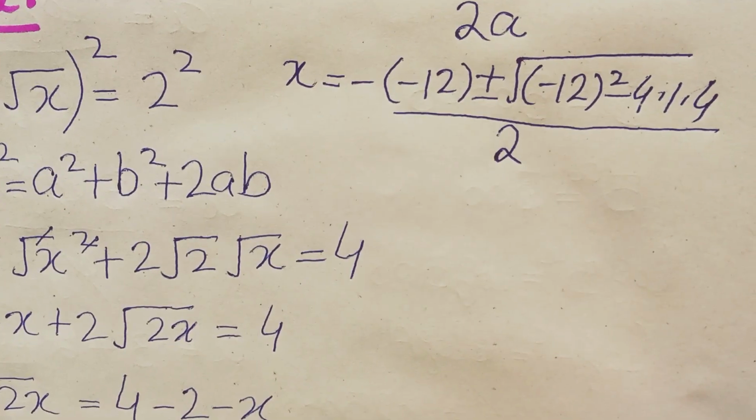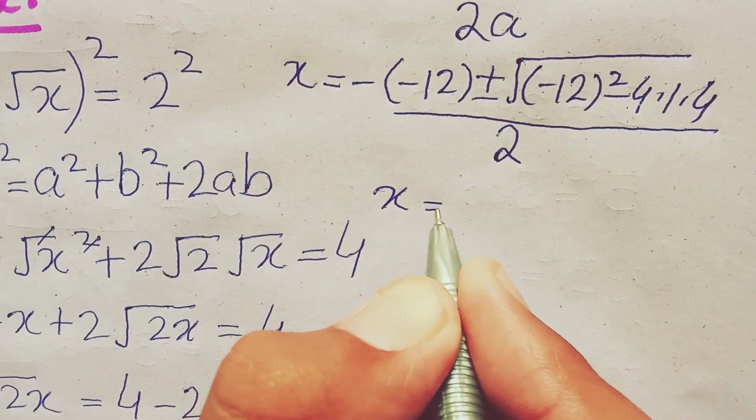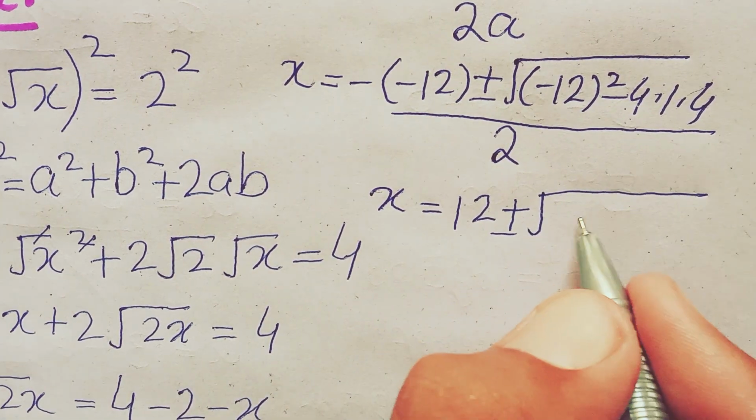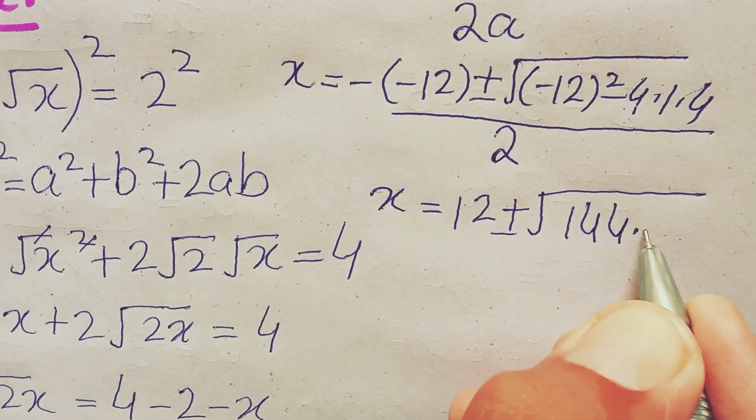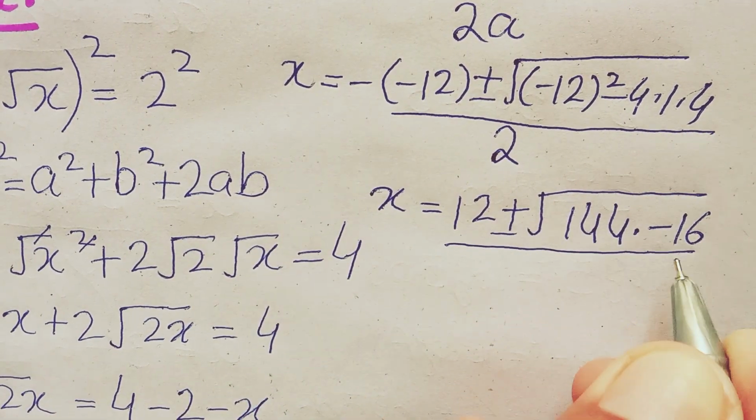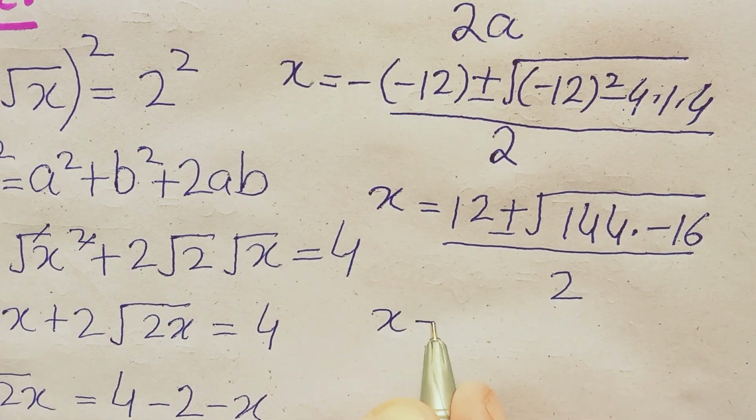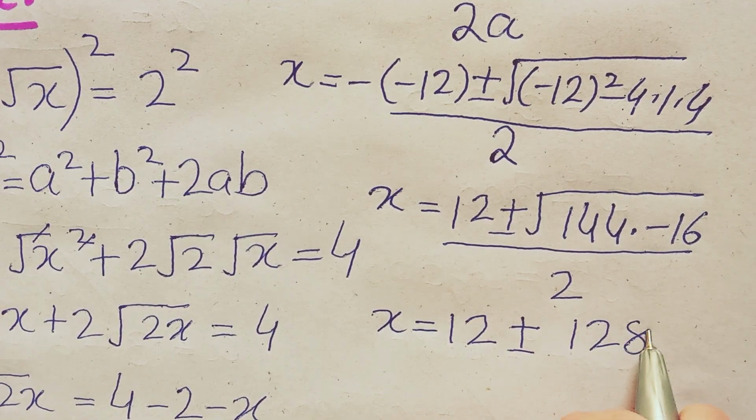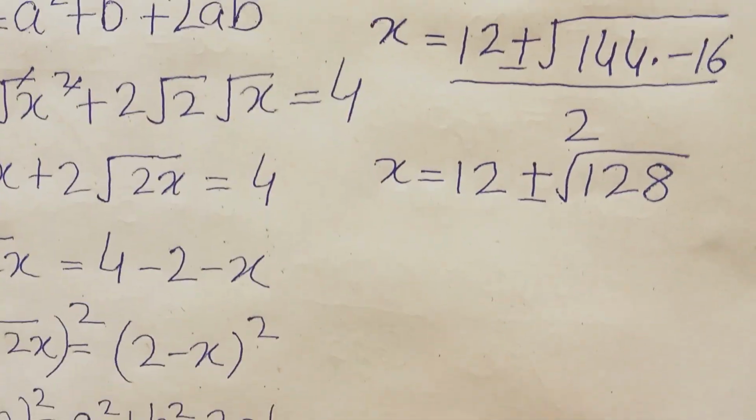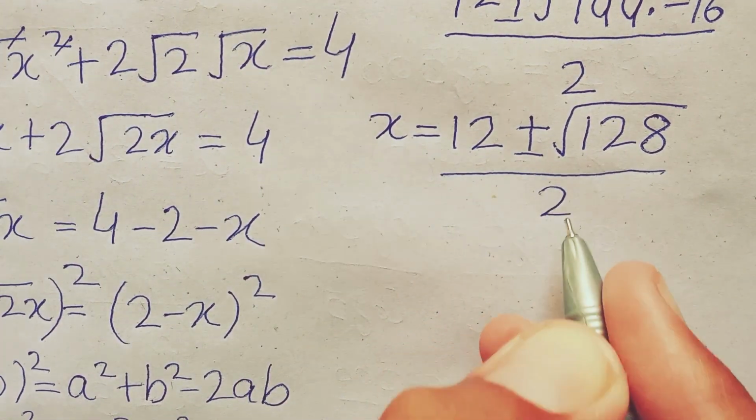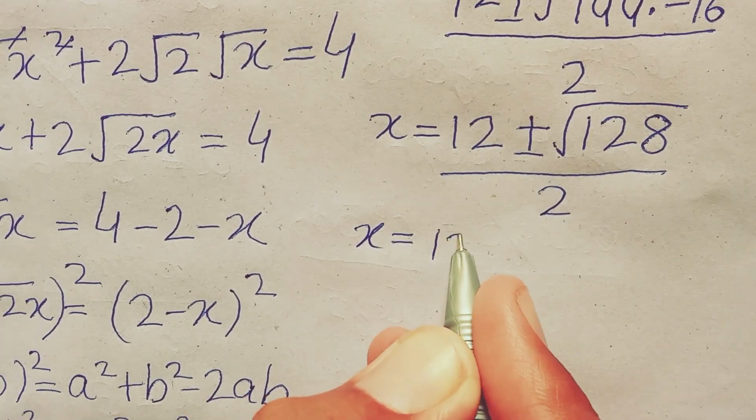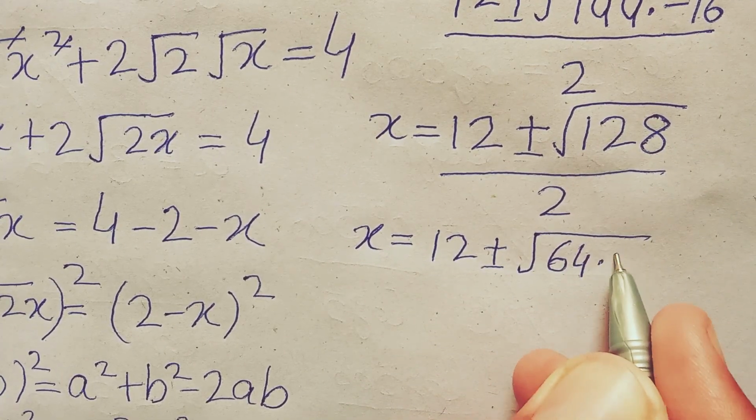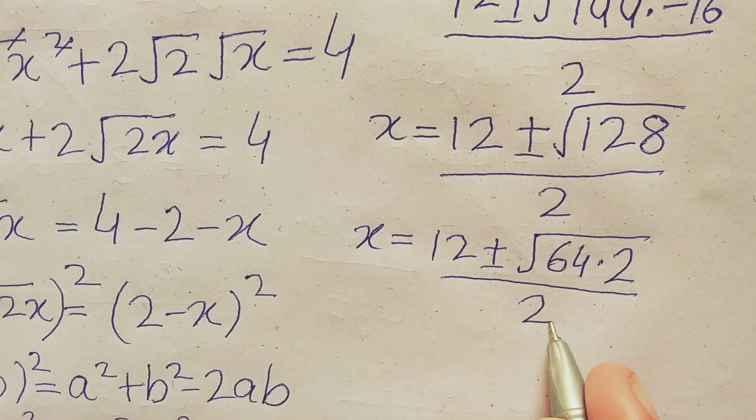Now x is equal to 12, negative negative positive, plus minus square root of this becomes 144 minus 16, divided by 2. Here x is equal to 12 plus minus square root of 128, now divided by 2. From here x is equal to 12 plus minus square root of 64 times 2, divided by 2.